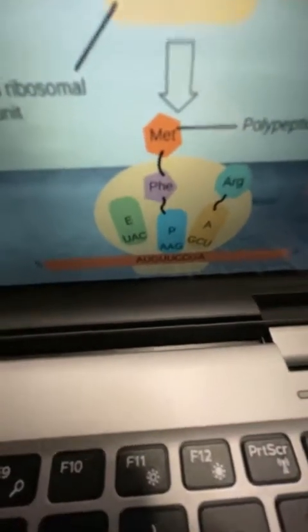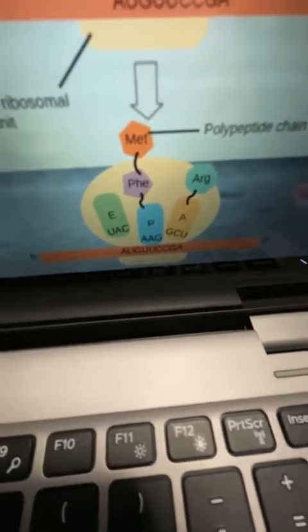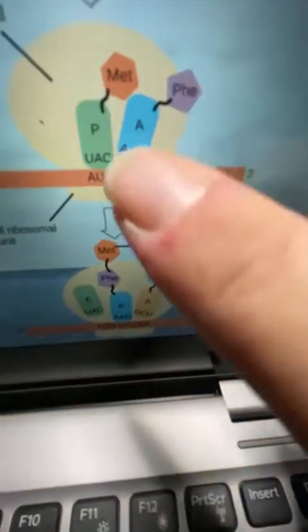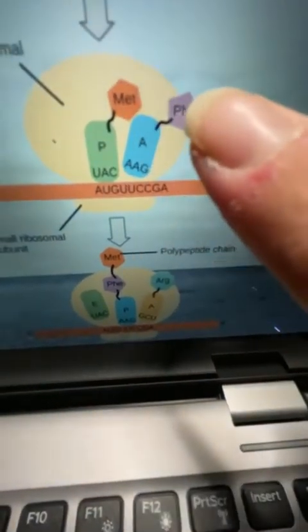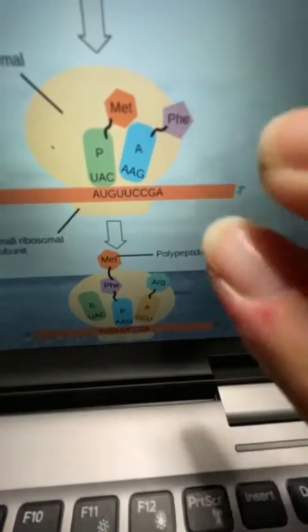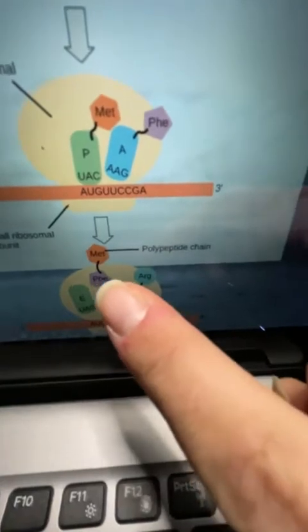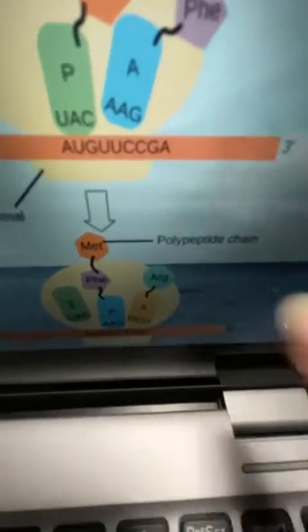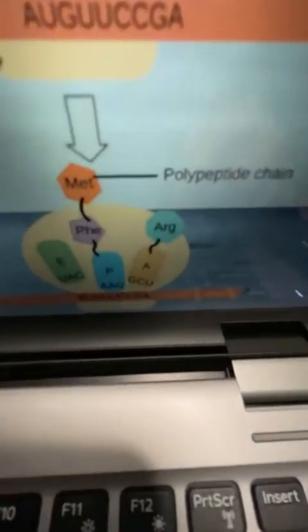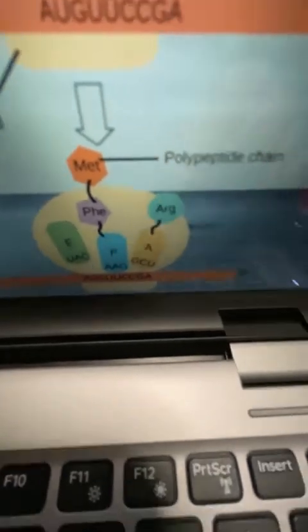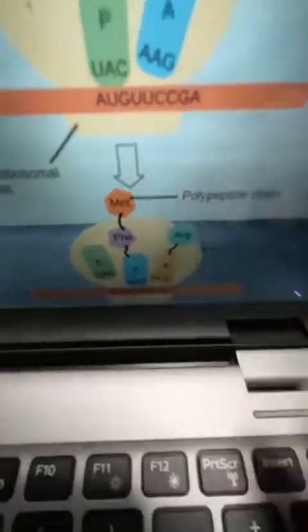And so what's going to end up happening is that we're going to break that bond that we have right here. So the methionine is now going to be bonded to the phenylalanine. The whole thing's going to shift over. And so now I have that growing polypeptide on the P site, break that bond, and now it's going to be attached to, because it's at the bottom of the screen, the arginine, and then the whole thing will shift over.